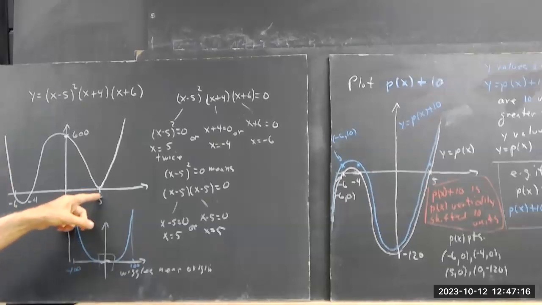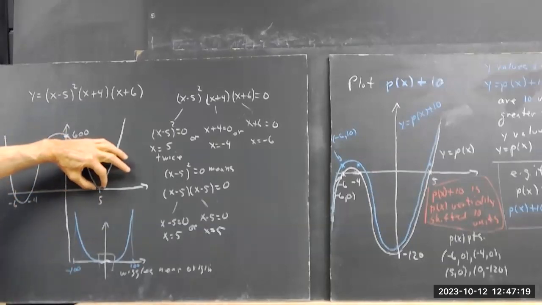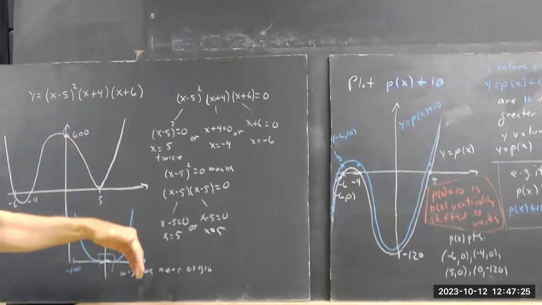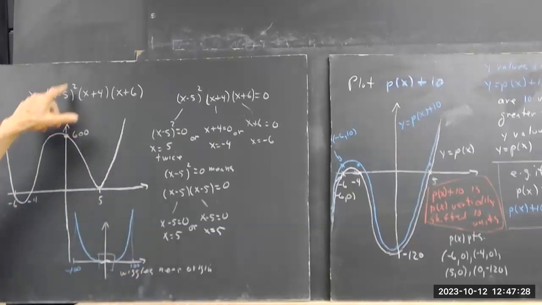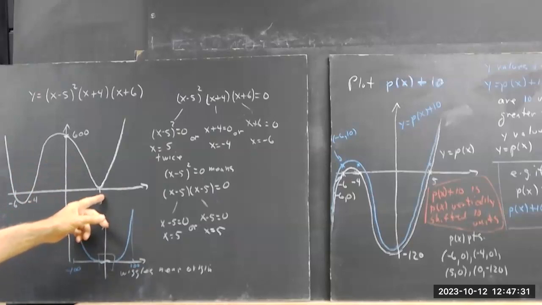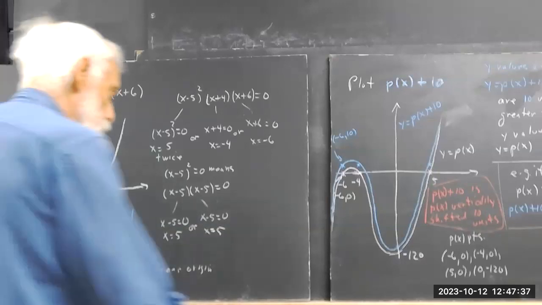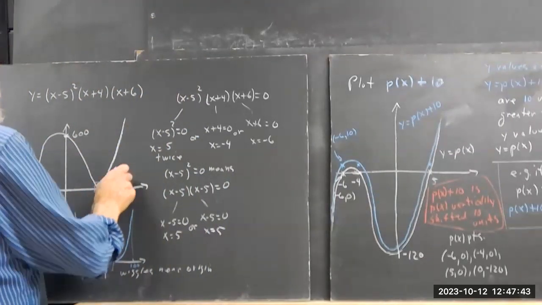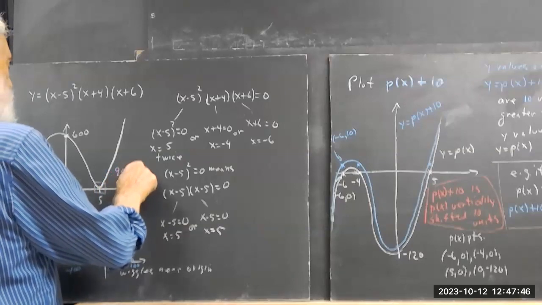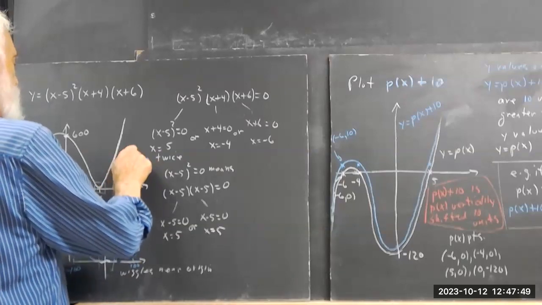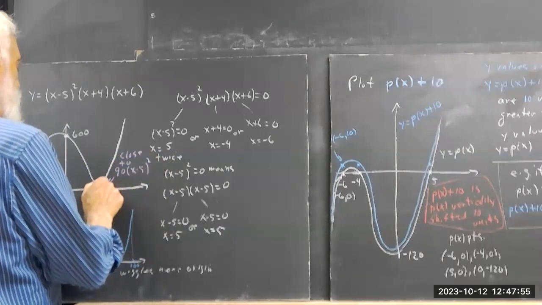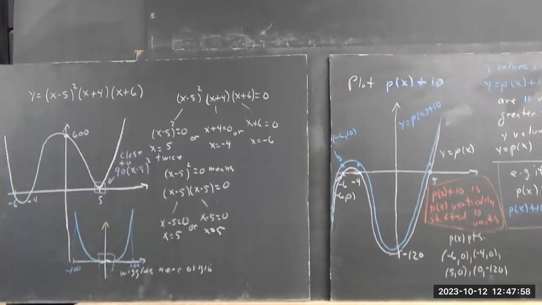So what happens near this point is that you have something, at least within a small region around here, that's just a parabola. So it doesn't go through the x-axis. It's just the 90 times (x minus 5) squared graph shifted 5 units to the right. So in a small region, this graph is close to 90 times the square of (x minus 5).